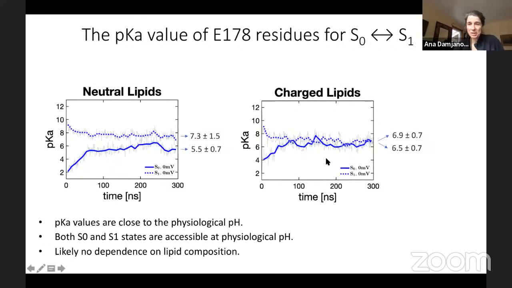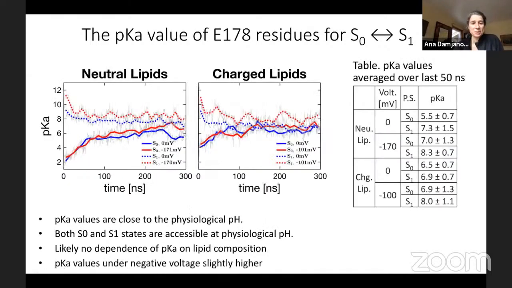So this I actually already showed before. This was done with charged lipids. With neutral lipids, we are getting similar pK values. They are less converged in this case. And we also looked at the pK values under different voltages. So those are voltages in red. So there are slightly higher pK values when we turn on the voltage.